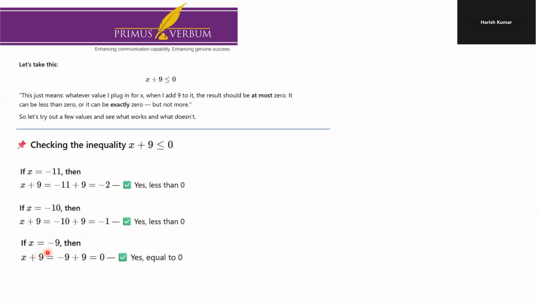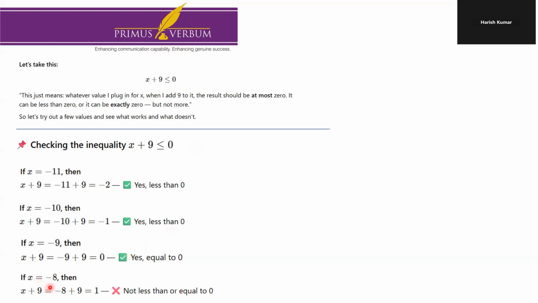What happens if x is assigned the value of minus 9? Well, then x plus 9 becomes minus 9 plus 9, which is equal to 0. And yes, it satisfies the inequality because the inequality says x plus 9 is less than or equal to 0, not just less than 0, but less than or equal to 0.